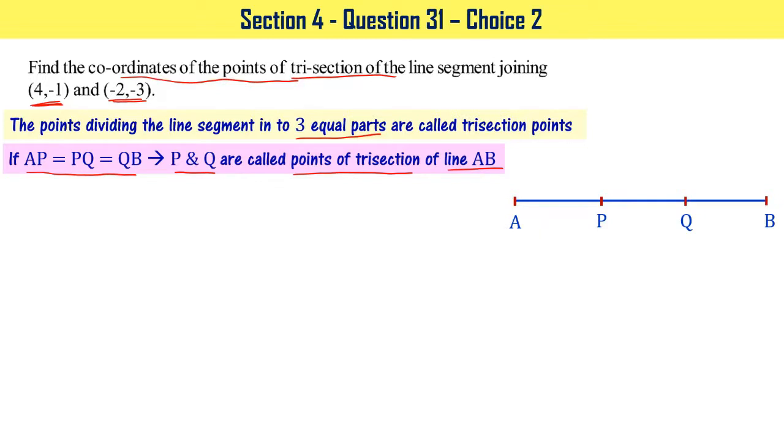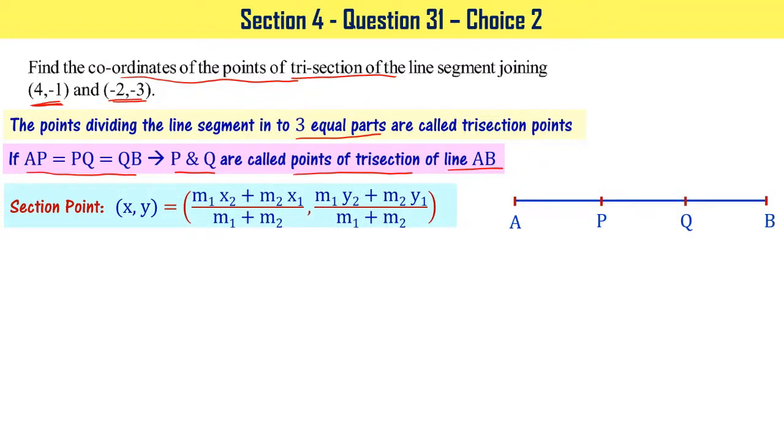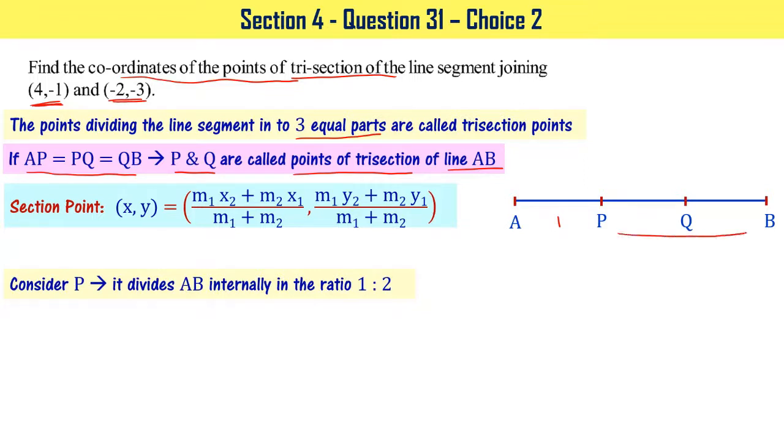Doing this in coordinate geometry, we know the section formula, that is given as (x, y) equal to ((m1 x2 plus m2 x1) divided by (m1 plus m2), (m1 y2 plus m2 y1) divided by (m1 plus m2)). Now let us consider point P. It is dividing AB into 2 parts. AP is of length 1, let's say, then PB is going to be of length 2. That's why m1 is to m2 is going to be 1 is to 2.